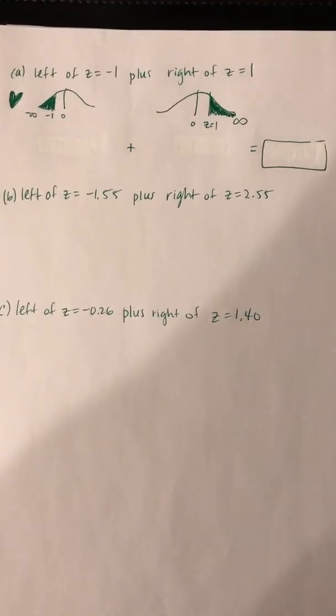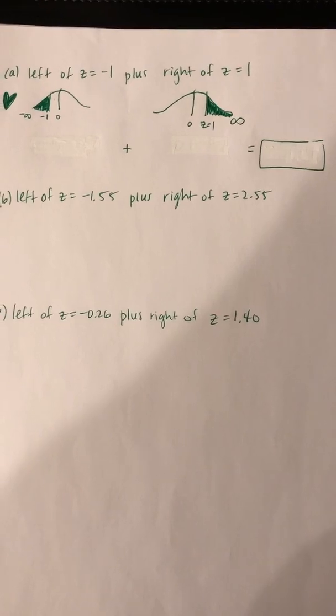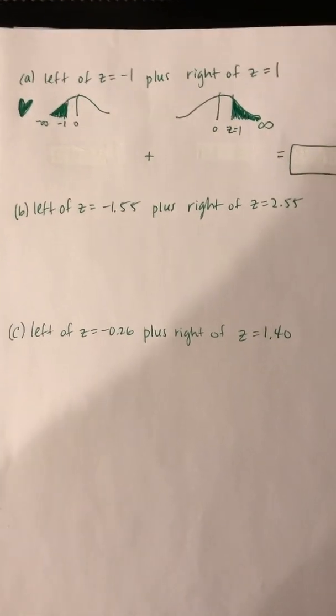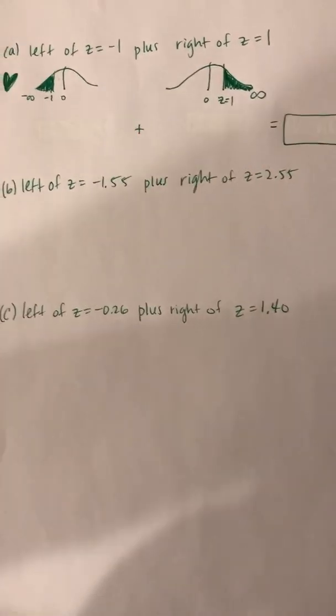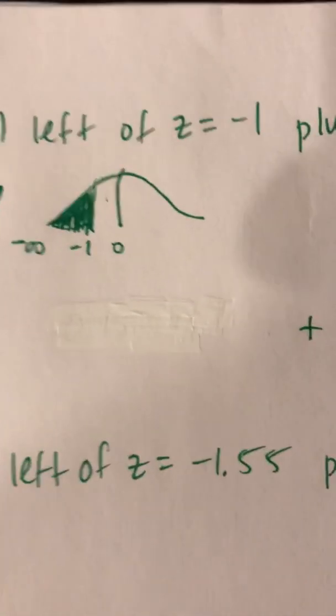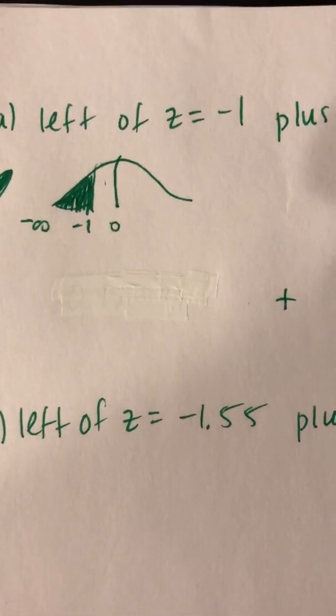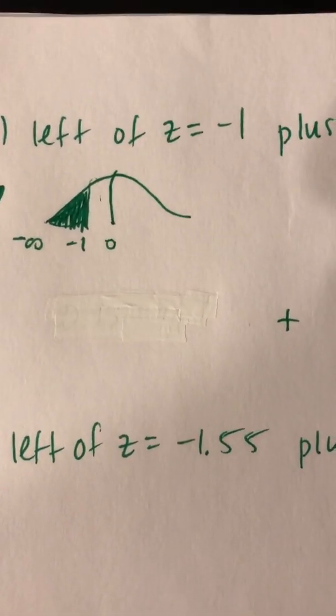So for part A, we're looking for the area to the left of a z-score of -1 plus the area to the right of a z-score of 1. So since we're talking about z, this is the standard normal curve. The standard normal curve is centered at 0. So a z-score of -1 is to the left of that.